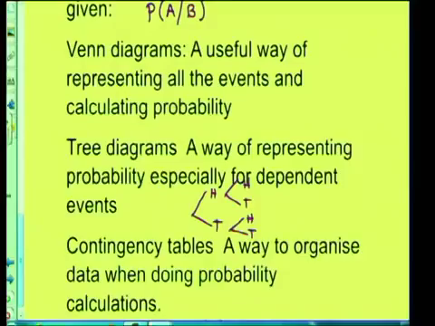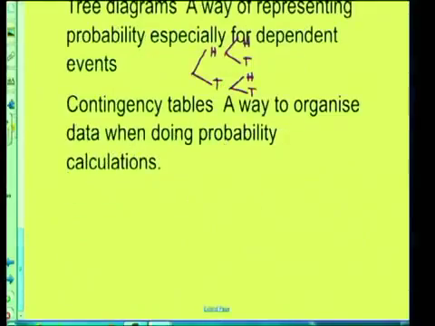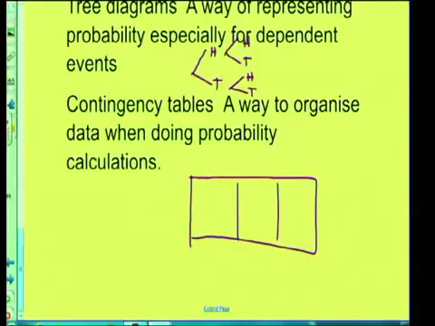Now, contingency tables are a way to organize data when doing probability calculations. The kind of thing we're talking about here is you would get something like this. And say we would have men, women, total.